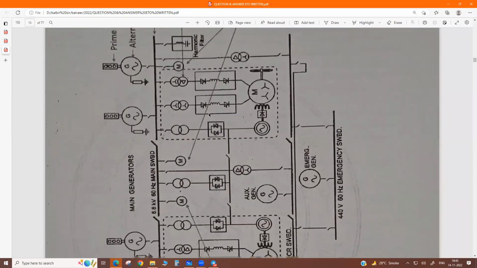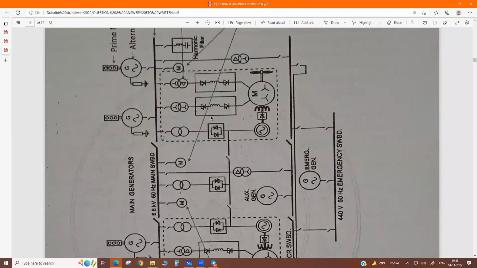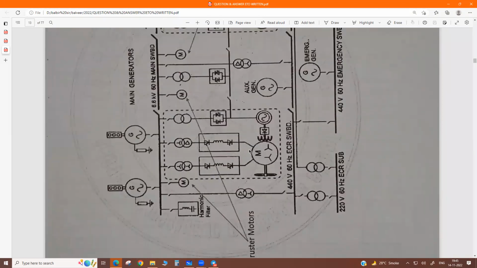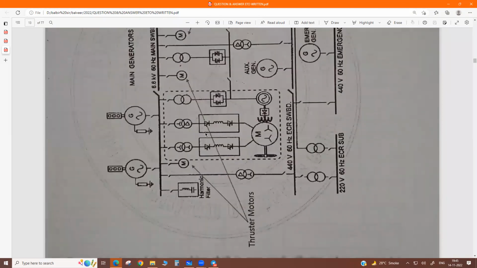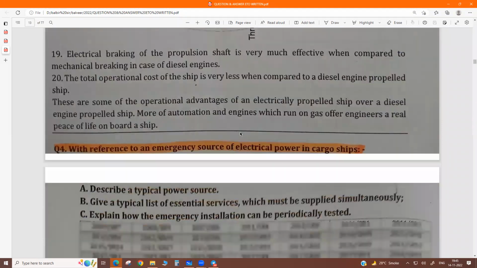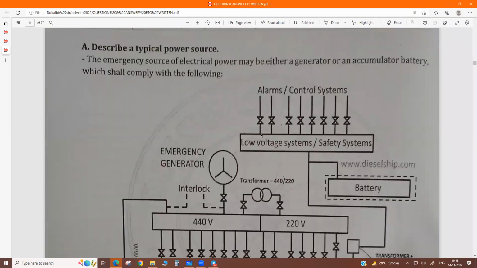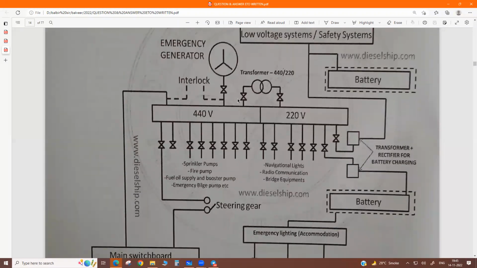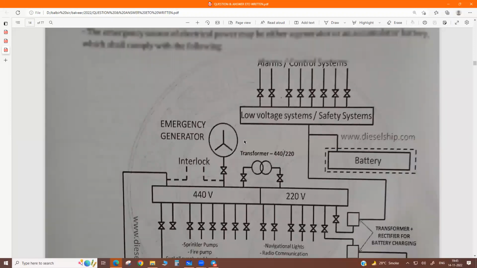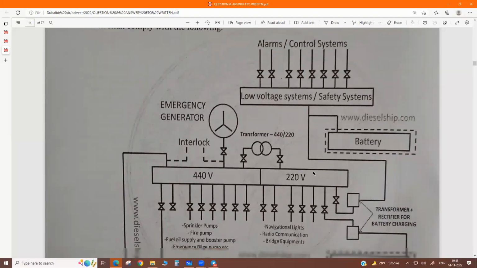So this is your schematic diagram of diesel electric or electrical propulsion. Please make this simple sketch. And this is the emergency source of electrical power and list of loads. Okay, this is the emergency DG. It feeds, see, this is a lighting transformer. It feeds the 220 volt and 440 volt. Correct. Then battery system.